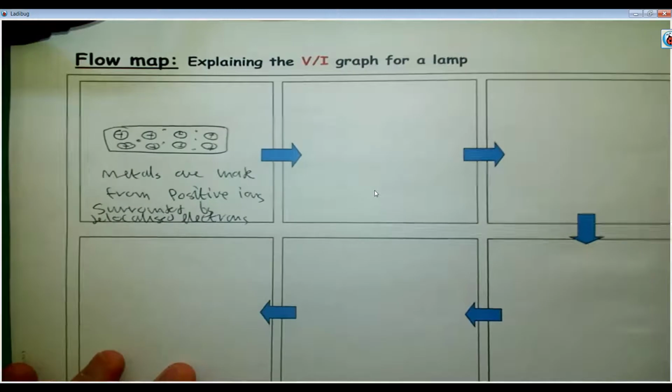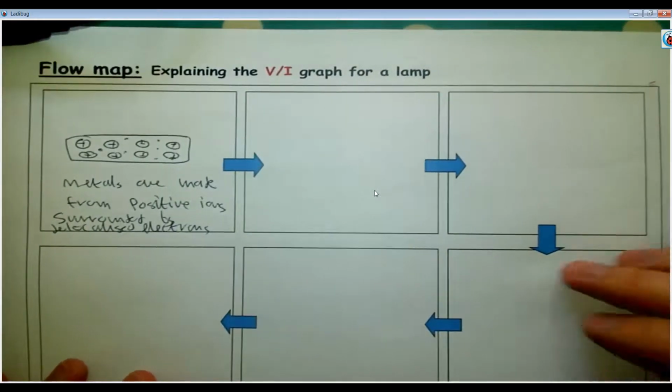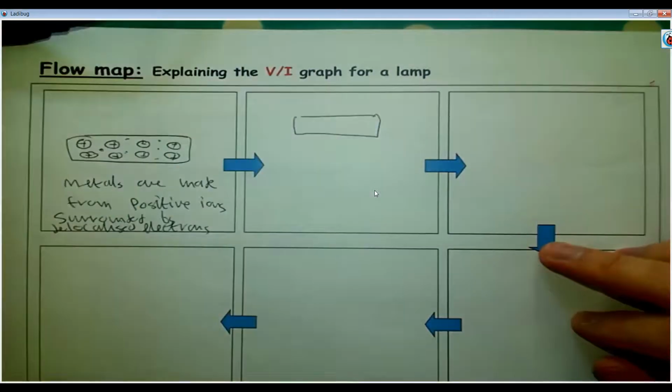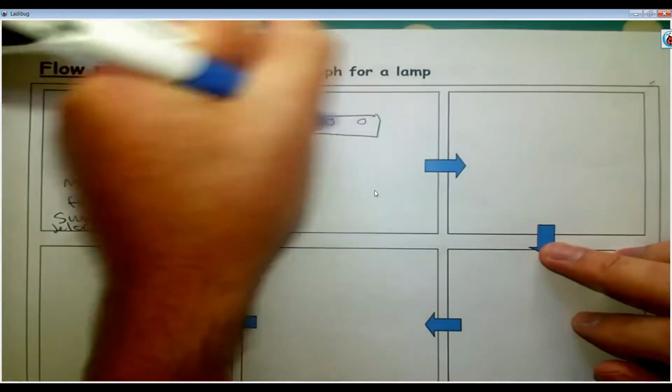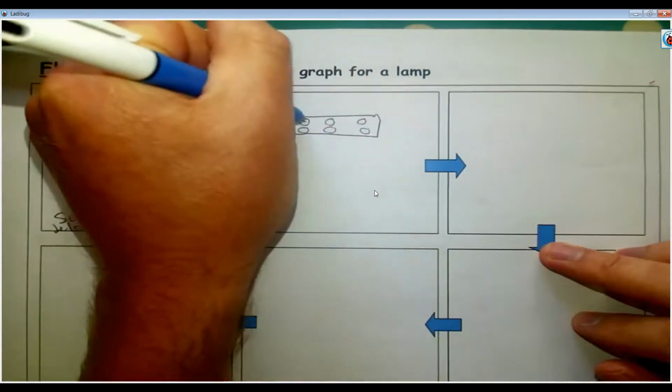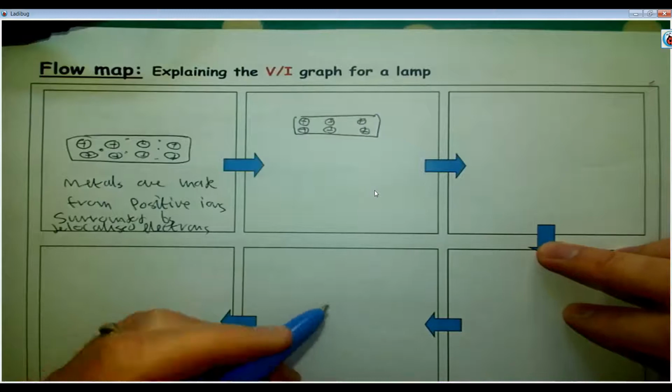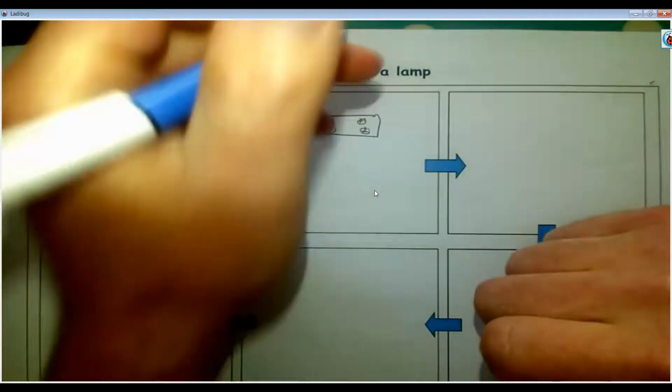Okay, moving on to our next box on the flow map. We connect this wire up into a circuit. So we've got our metal ions again. Doesn't really matter how many you draw, as long as you represent the pluses.